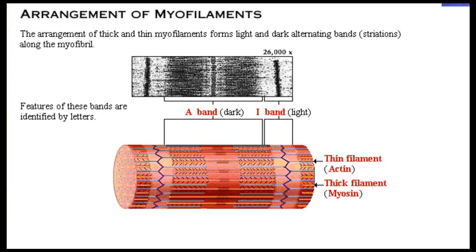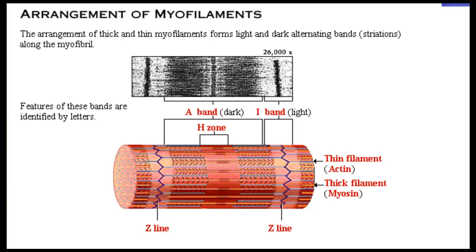The light bands, called I bands, alternate with the dark bands. The I band contains only thin filaments and corresponds to the distance between adjacent thick filaments. During muscle contraction, the I band gets narrower. Each I band is bisected by a zigzag line called the Z line. The Z line is actually a protein disc which anchors the thin filaments and connects adjacent myofibrils.